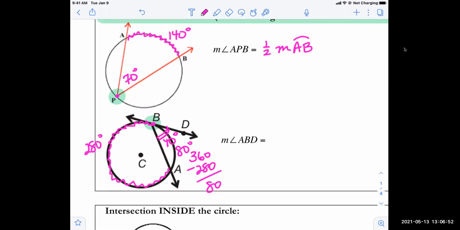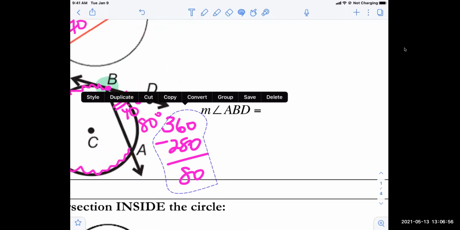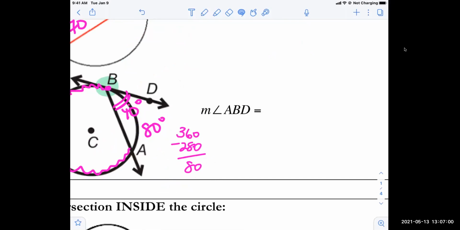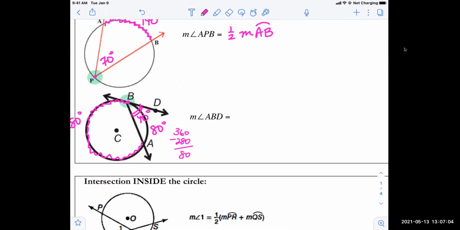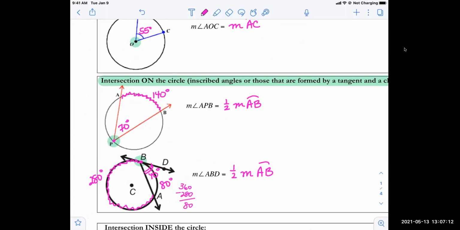Okay, so again, it's not an inscribed angle, but it acts like an inscribed angle acts. Okay, it's still half of the arc measure. So the arc would be 80 degrees, the angle would be 40 degrees. The measure of angle ABD is 1/2 the measure of arc AB. So those two, doing the half or doubling, that's when the vertex is actually on the circle.